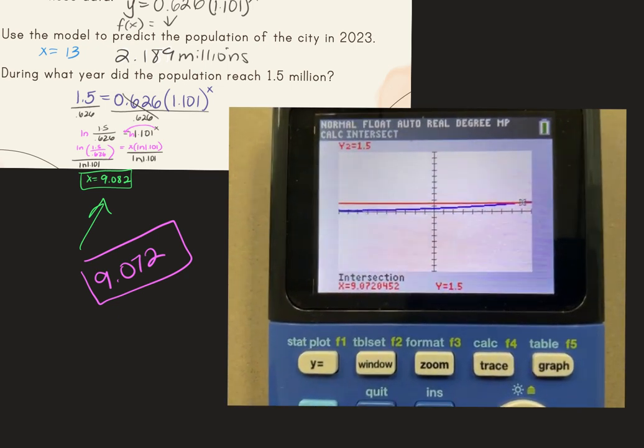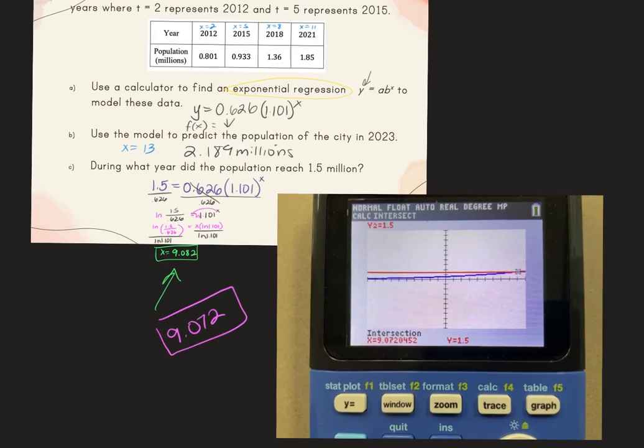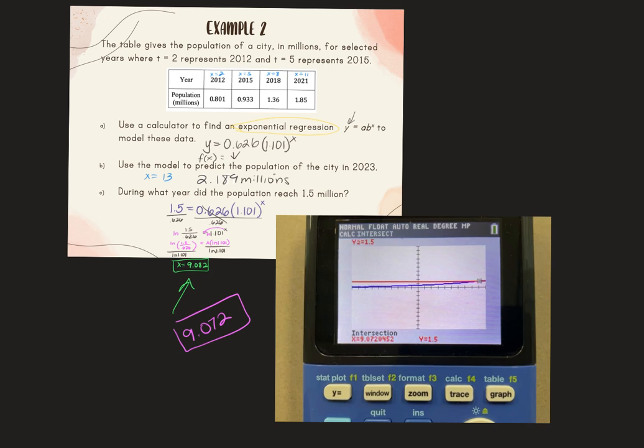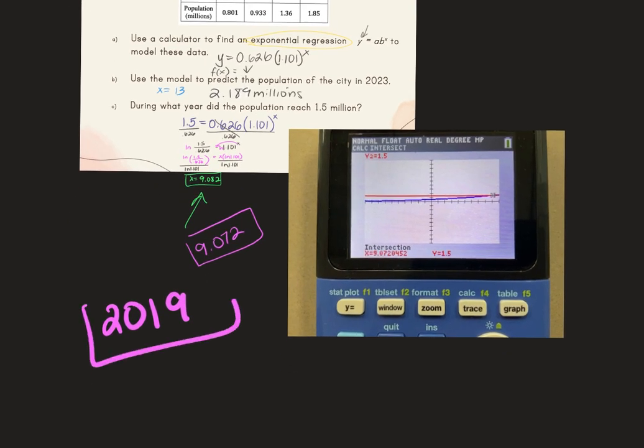What is it asking? What year did it reach 1.5 million, right? 9 is not the year. 9 is the number of years after 2010. So what would be 9 years after 2010? 2019. That's the year, okay? I don't need the decimal because it's asking for a year. So in both of those cases, my answer would have been 9 years later. Be really careful what it says.